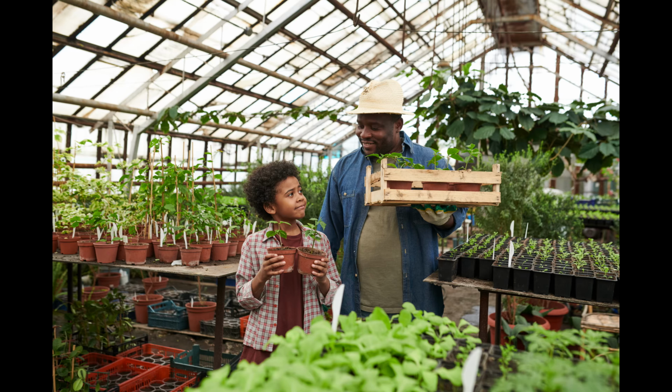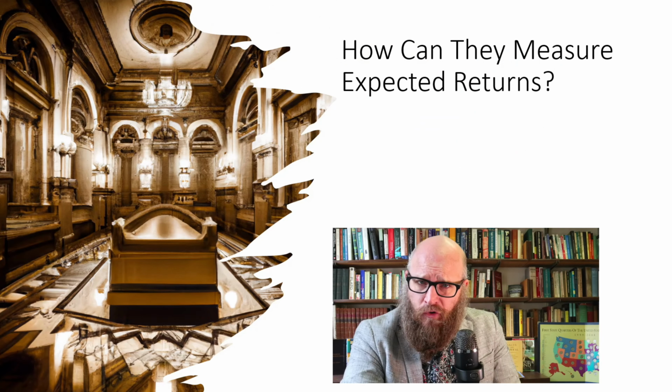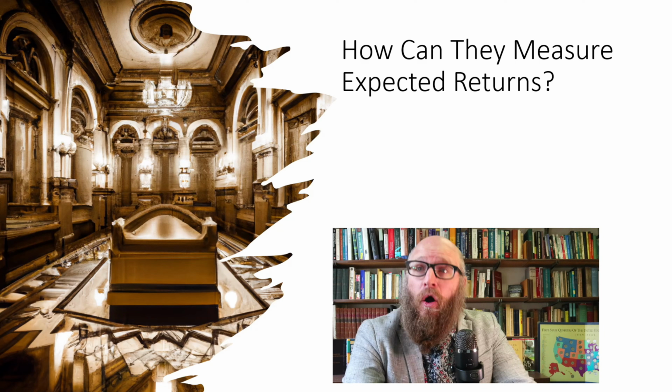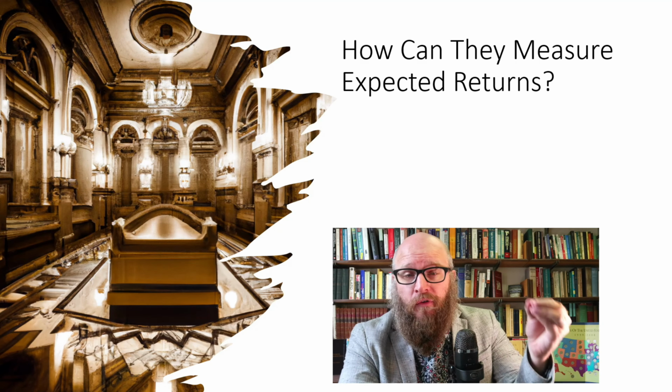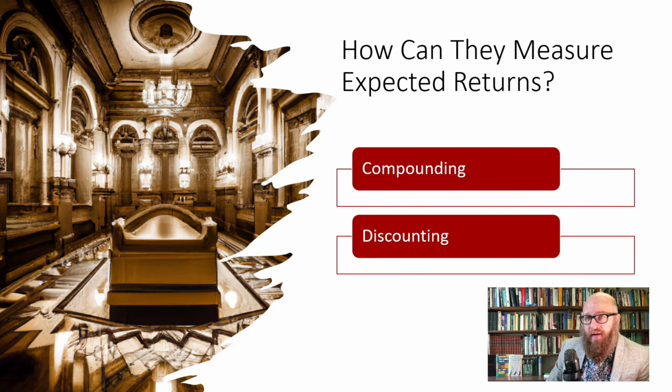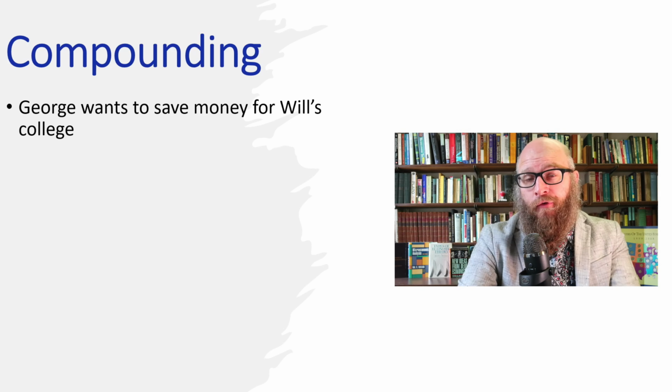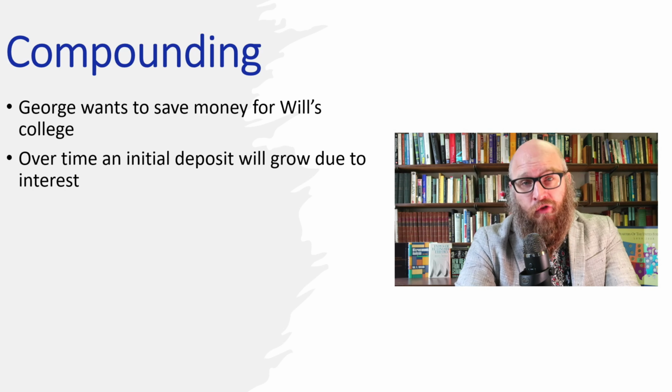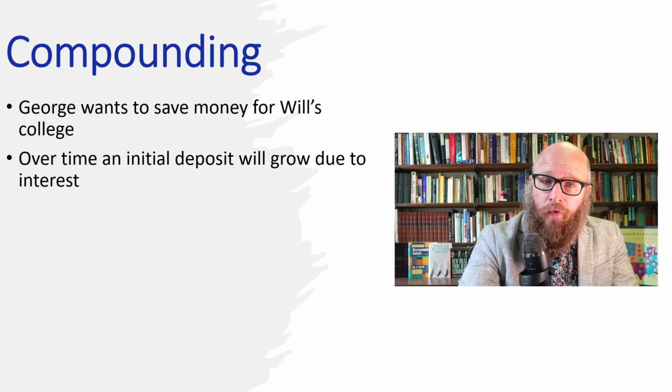So, Will and George have to go to a bank, and they have to take into account interest rates over time. How can they measure the expected returns of future earnings? We need to talk about the idea of compounding and discounting. Compounding interest means deposits grow. So one problem George has is how much to save for Will's college. Over time, the initial deposit will grow due to the compounding nature of interest.